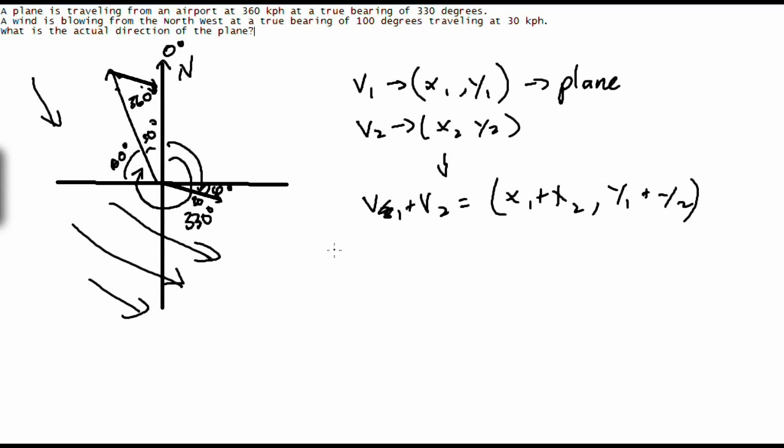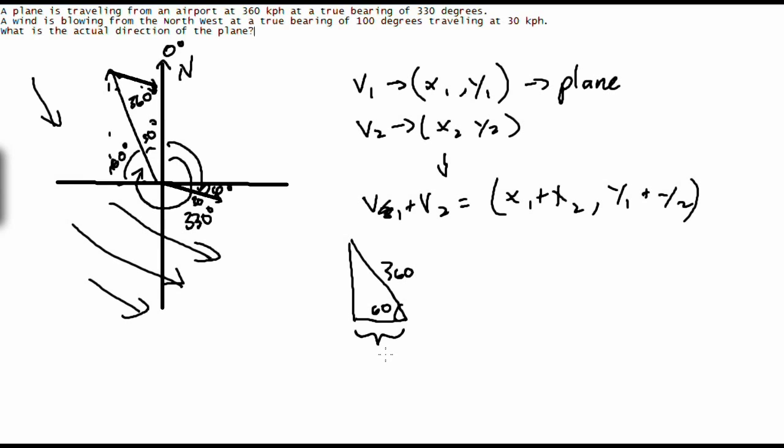So the vector of the plane, the magnitude is 360, and we know that from the y-axis, this angle is about 60 degrees. So we can just make a small triangle, so it looks something like this: 60, 360. And this, of course, we want to find this length as the x value.